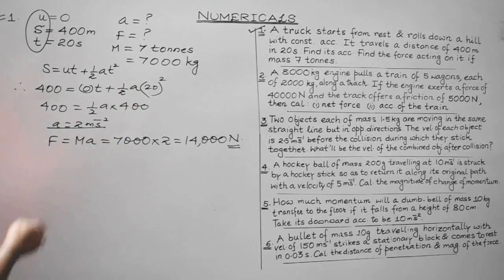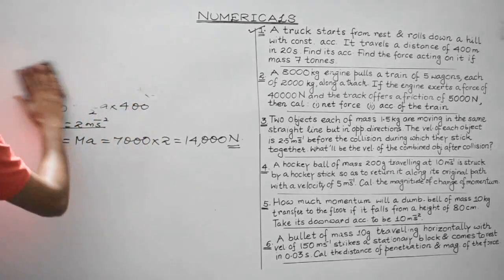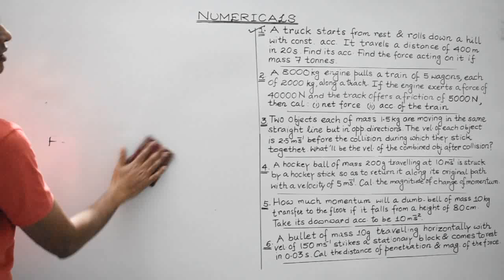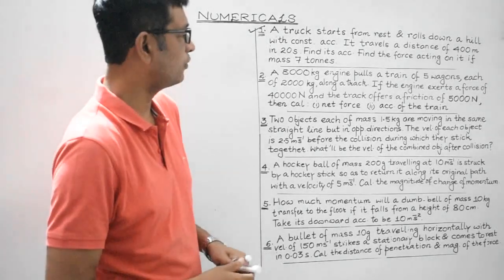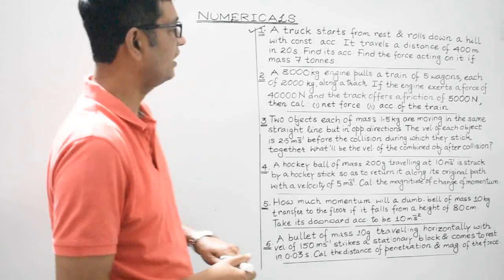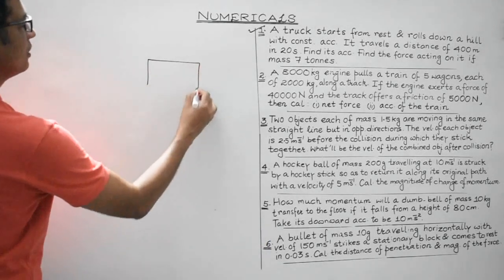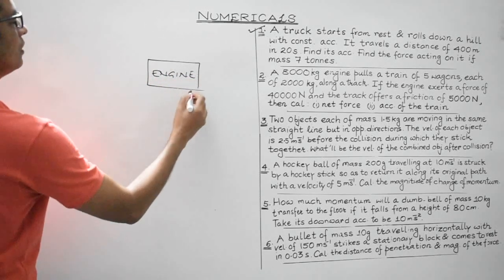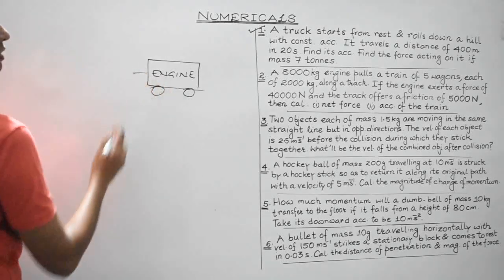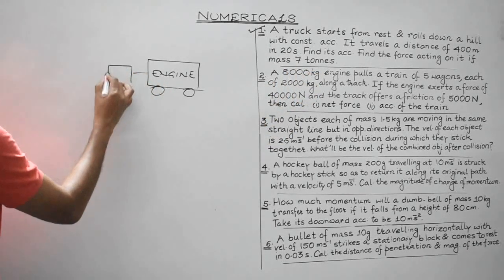It's an interesting one. Second question is, a 8,000 kg engine pulls a train of 5 wagons, each of 2,000 kg along a track, right? So it's somewhat like this. This is suppose an engine. This is an engine, right? And it pulls a train of 5 wagons. Suppose these are the 5 wagons.